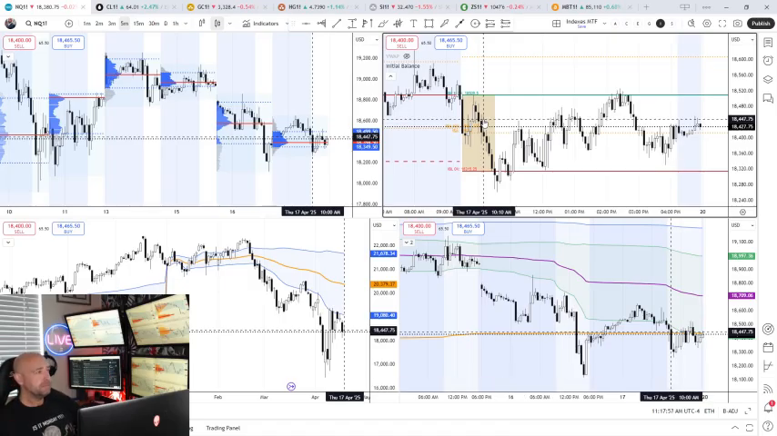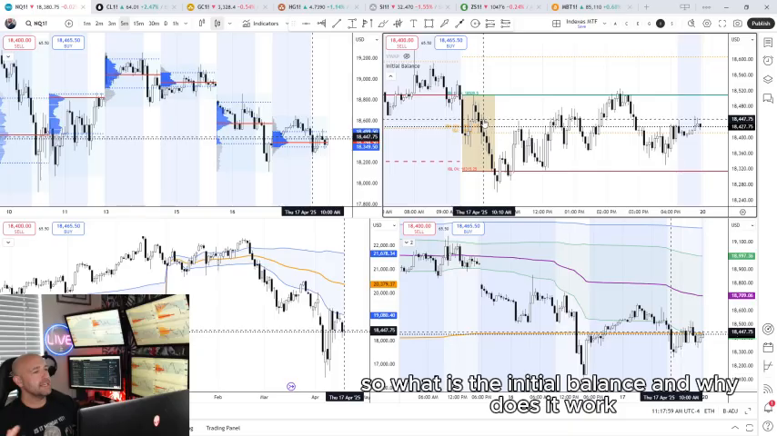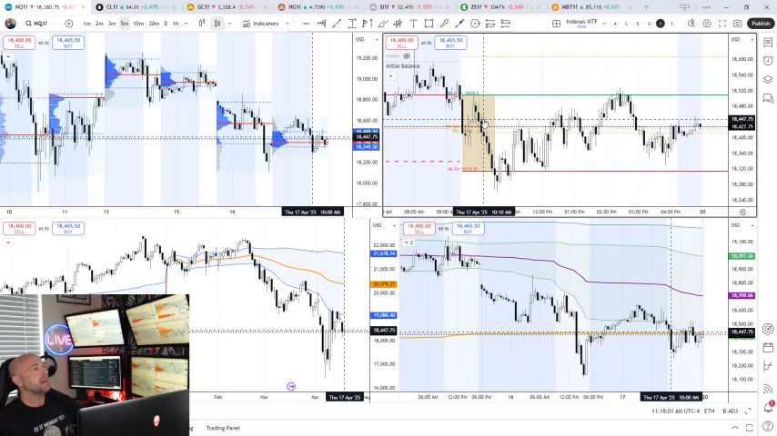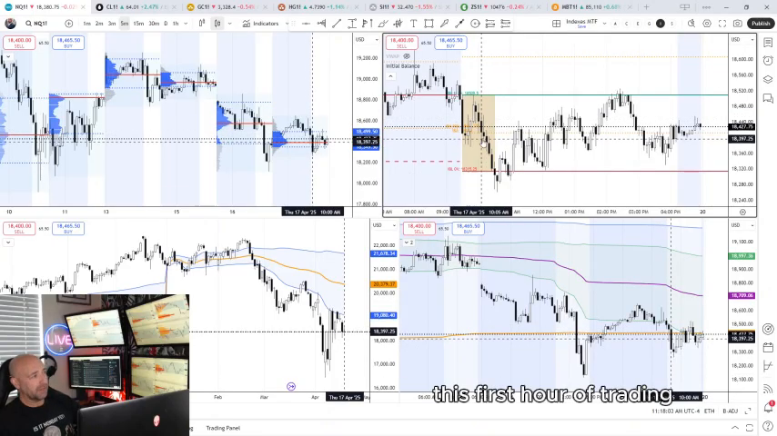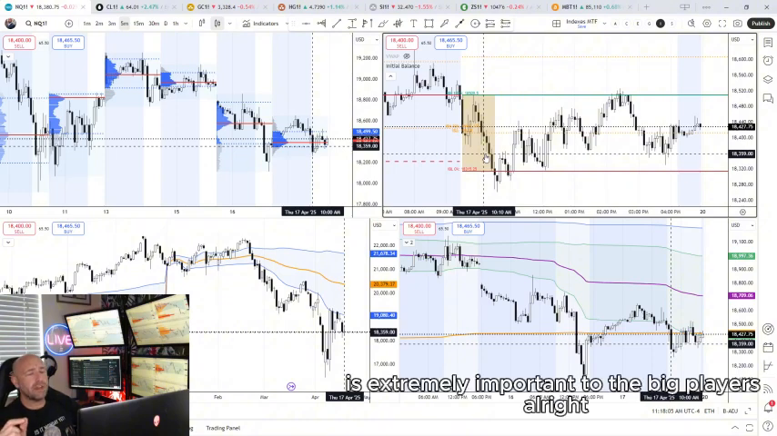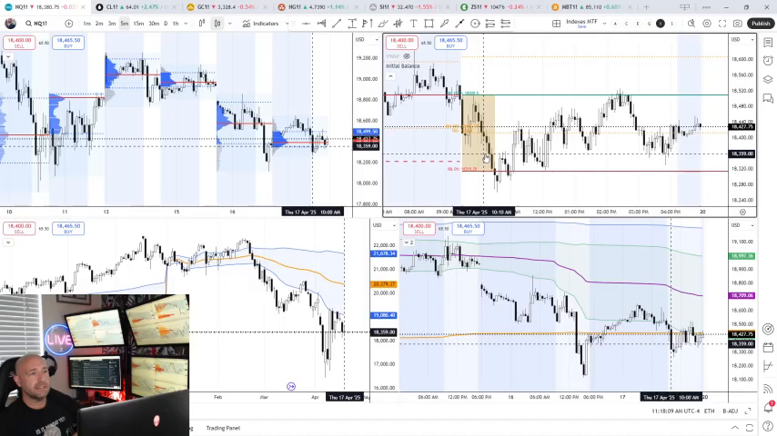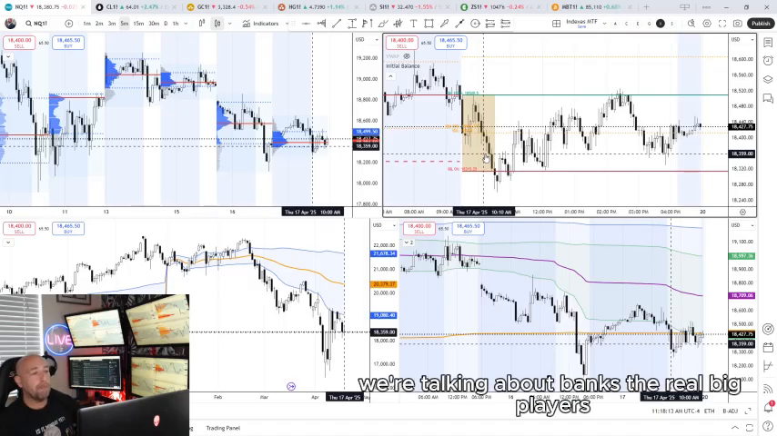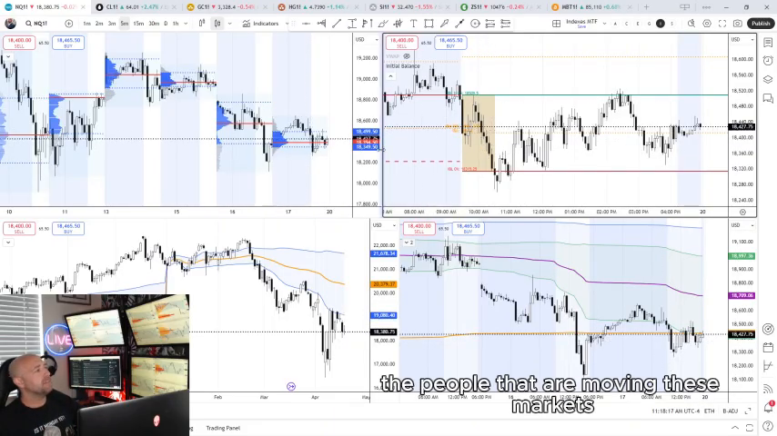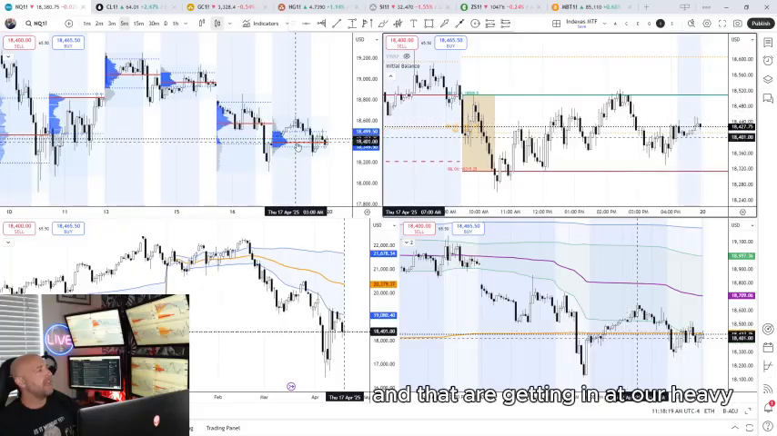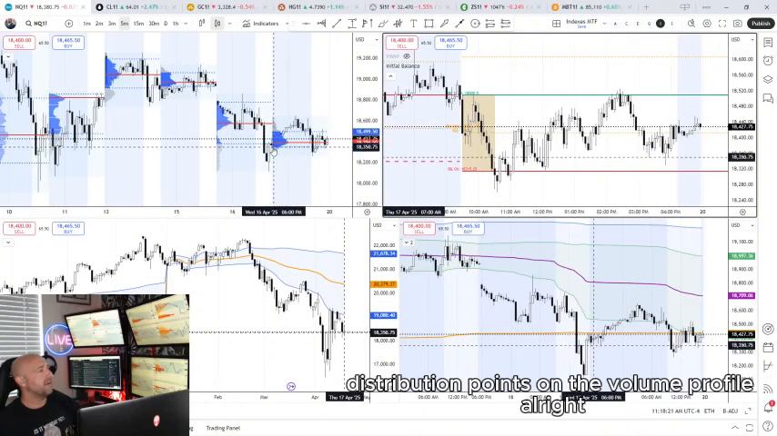Stocks. Okay, so what is the initial balance and why does it work? All right, so this first hour of trading is extremely important to the big players. We're talking about hedge funds, institutions, banks, the real big players, the people that are moving these markets and that are getting in at our heavy distribution points on the volume profile.